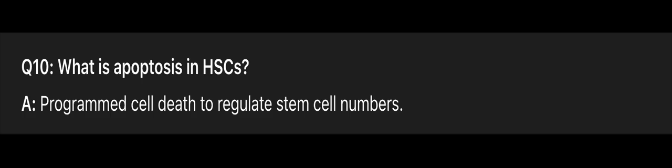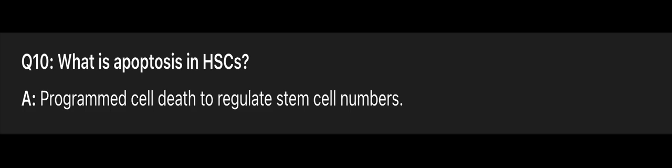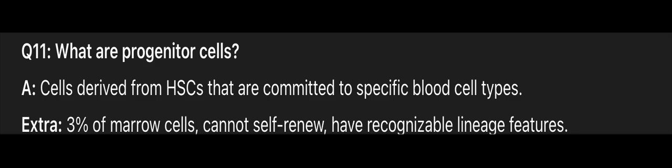What is apoptosis in hematopoietic stem cells? It is programmed cell death to regulate stem cell numbers. What are progenitor cells? Progenitor cells are cells derived from HSCs that are committed to a specific blood cell type. So, bonus information, 3% of marrow cells cannot self-renew and have recognizable lineage features.